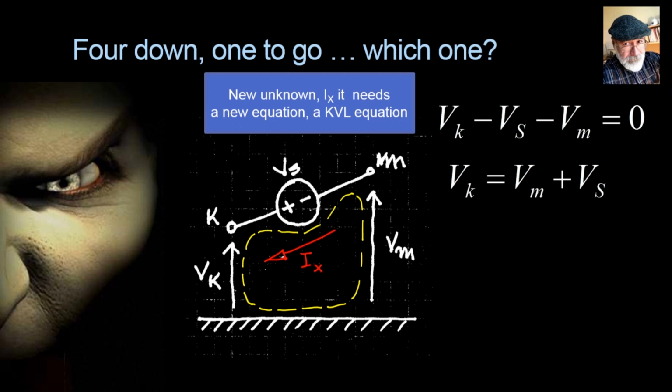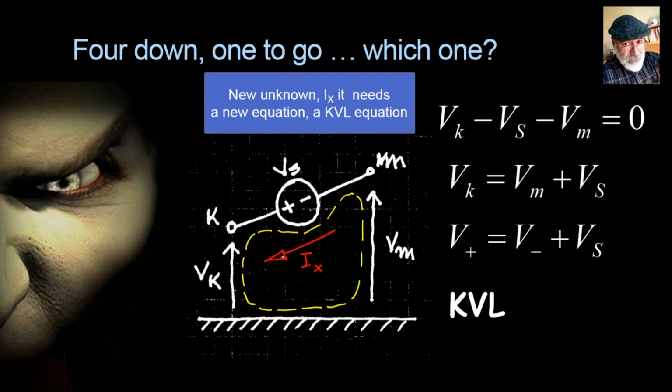But to remember that one, I prefer to write it like this. The voltage of the positive side, the positive node of the source, is the voltage of the negative side, the negative node, plus the value of the source. V plus is V minus plus the value of the source. That in reality is a KVL equation, right?